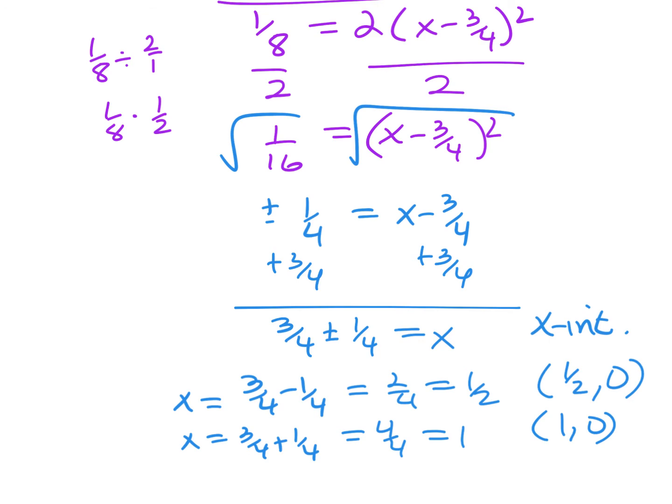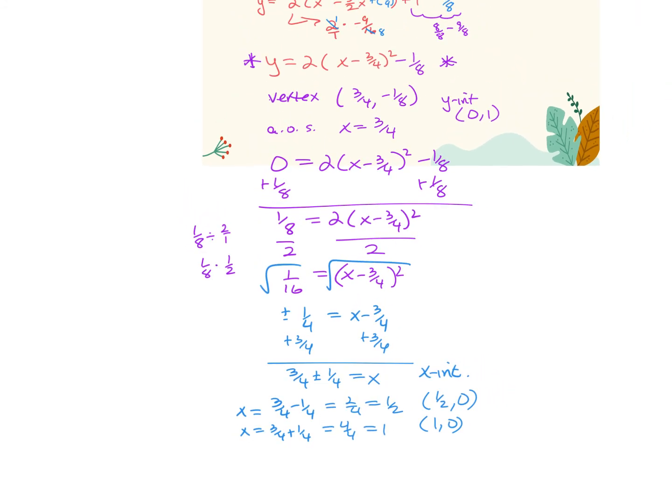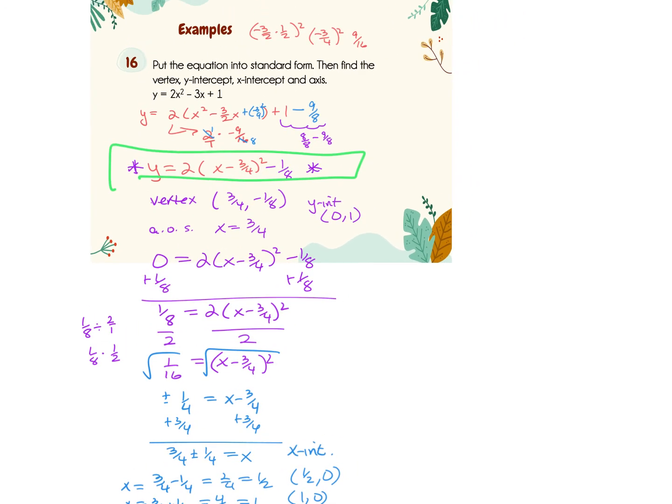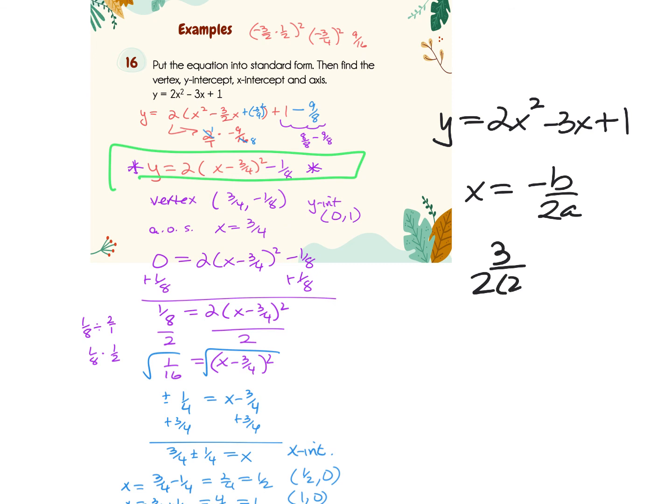Now, one thing you can do if you're ever uncertain about the vertex form or the standard form that you found here, you could always take your original problem. This is the cheating way. Minus 3x plus 1. I taught you before that you could find your vertex by doing negative b over 2a. So you would get 3 over 2 times 2, 3 over 4. This gives you the x of your vertex.